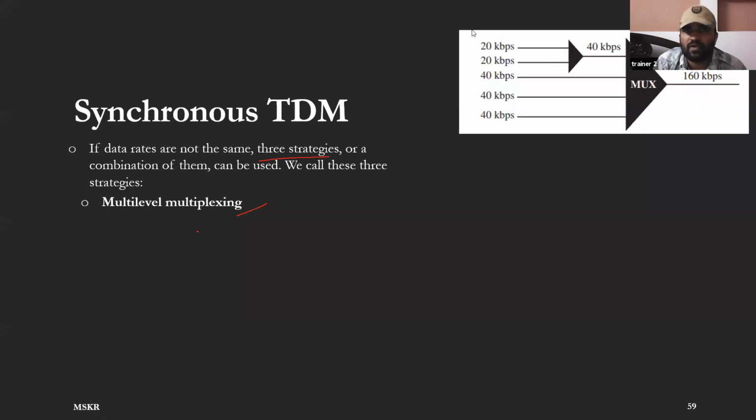As you can see here, you have, say, 5 users, where 3 users are sending at 40 kbps speed and 2 users cannot send more than 20 kbps. So what you can do is, you can first combine these two users' signals and generate a 40 kbps signal, and you can combine these four 40 kbps signals into a single 4 into 40, 160 kbps signal. So this is multi-level. First you are doing one level here, then you are doing another level, combining all these. So this is called multi-level multiplexing.